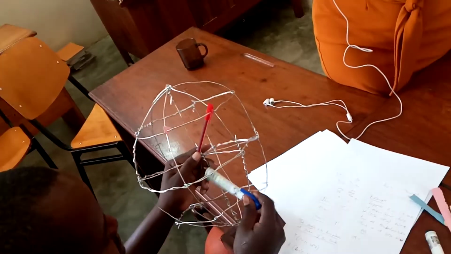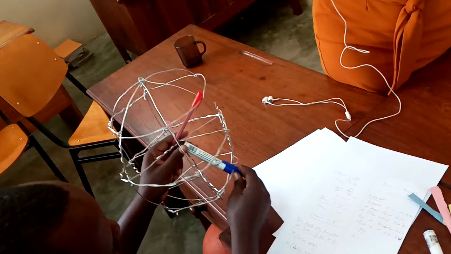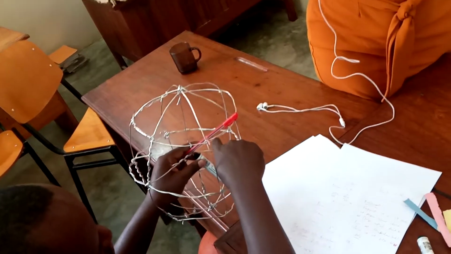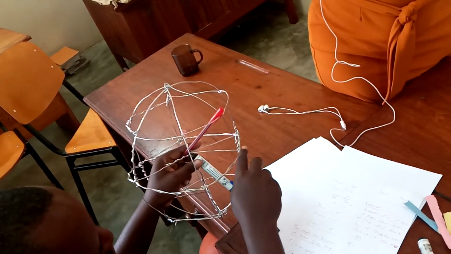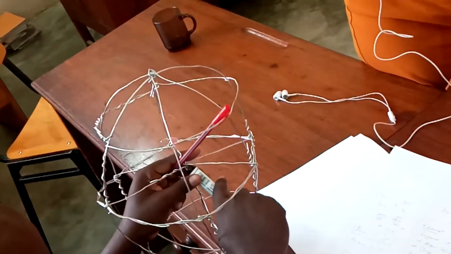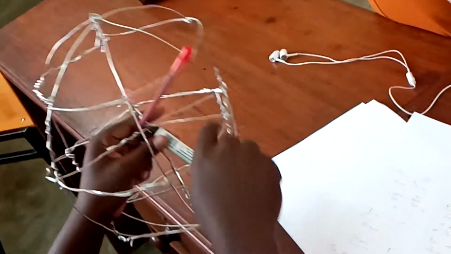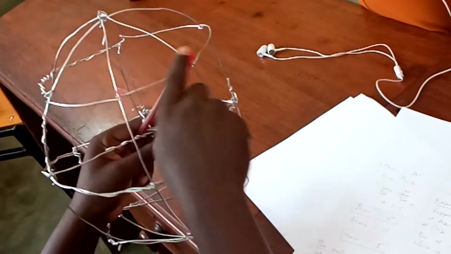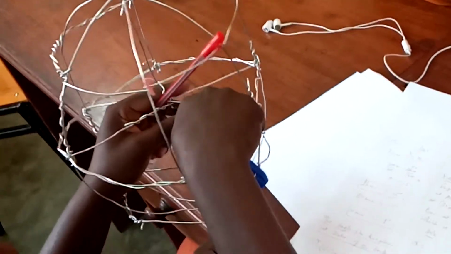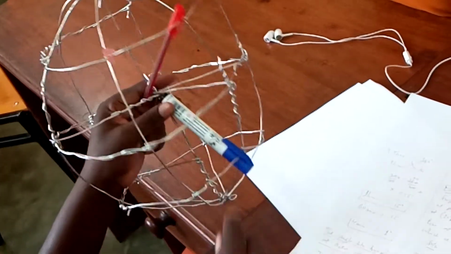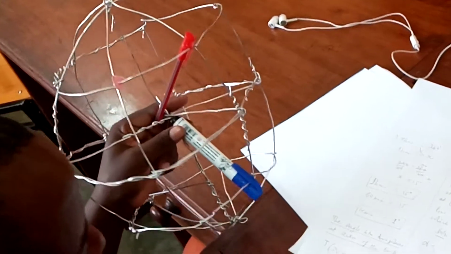I am joining them using my marker pen here. Now you can see the angles. From 0 to here is 30, and from 0 to here is 40. So to find the angle which Tanzania and Kenya make, we add 30 plus 40, and then we get 70.